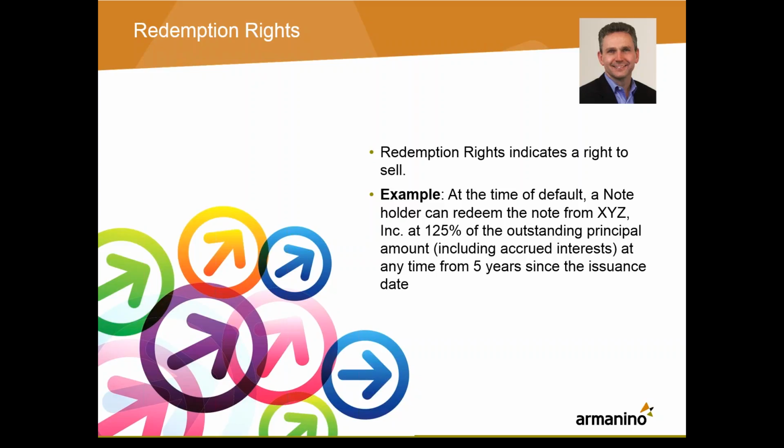So you give a loan to XYZ, you're afraid that they may default. So if they default, you not only want the principal back, but you want 125% of your principal back, plus the accrued interest.